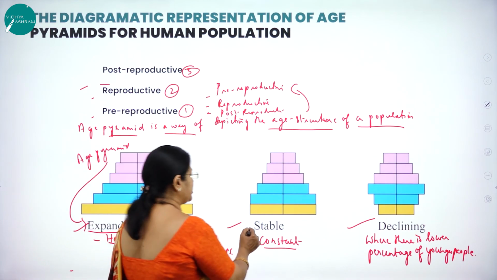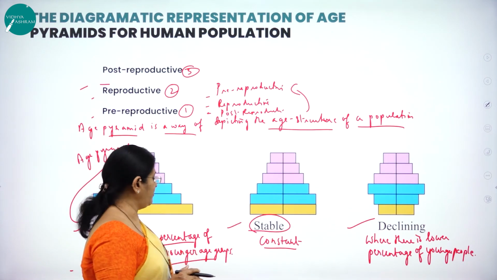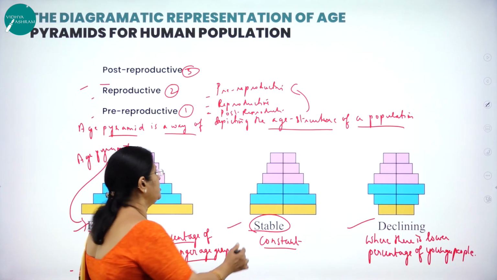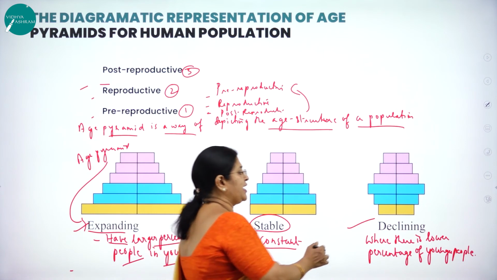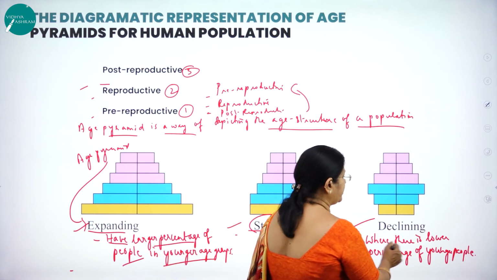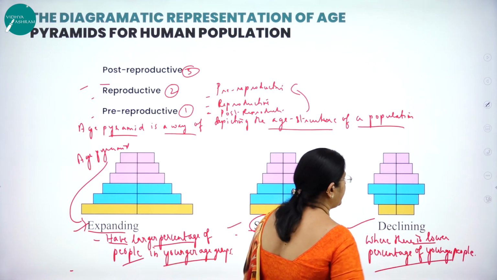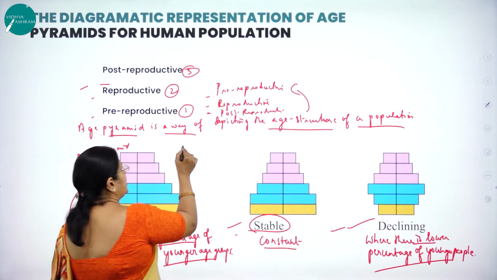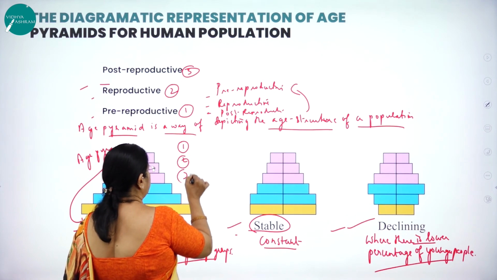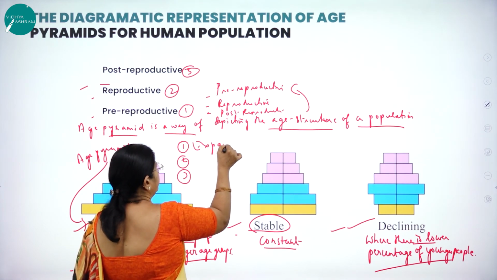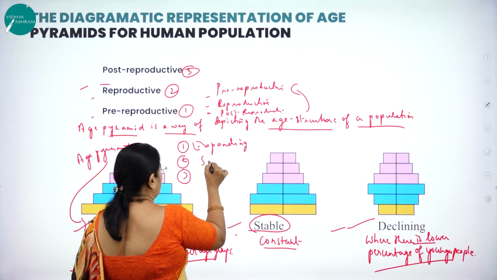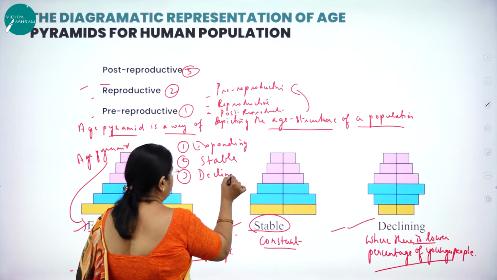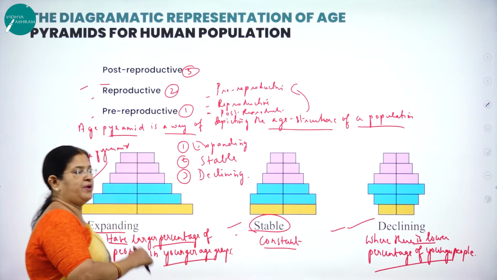Then what do we mean by stable? It is constant. So there will be no lesser group or larger group of young people. This is called stable. What do you mean by declining? A population where there is a lower percentage of younger people. So based on the age group, we classify the age pyramid into 3: expanding, stable, and declining. Hope you have understood.